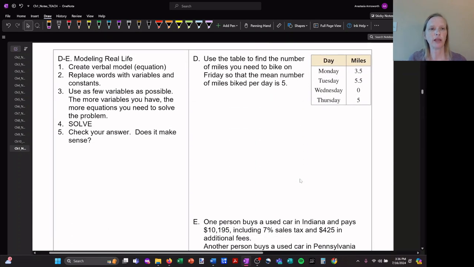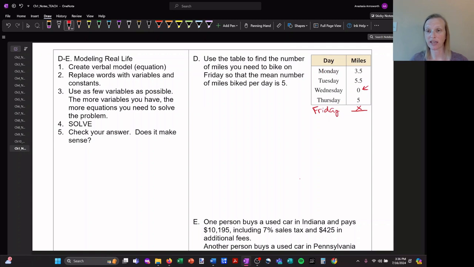Let's look at a modeling real life problem. Here we have a chart of how many miles we've biked on different days of the week, and we want to have an average number of miles biked in a day. We want the average to be 5. But if you look, I took Wednesday off. So we want to know, how many miles do I have to bike on Friday so that my average is 5?